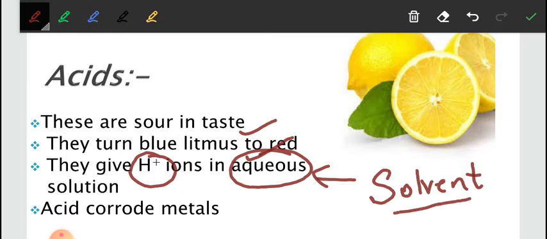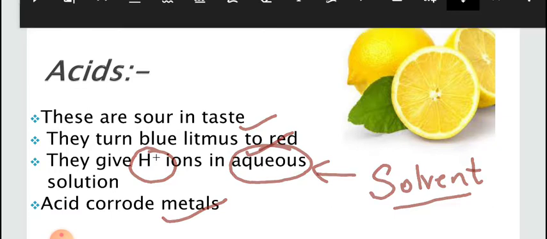And the next property of the acid is that it can corrode metal very easily. When we place acid in contact with the metal, it will corrode the metal very easily.